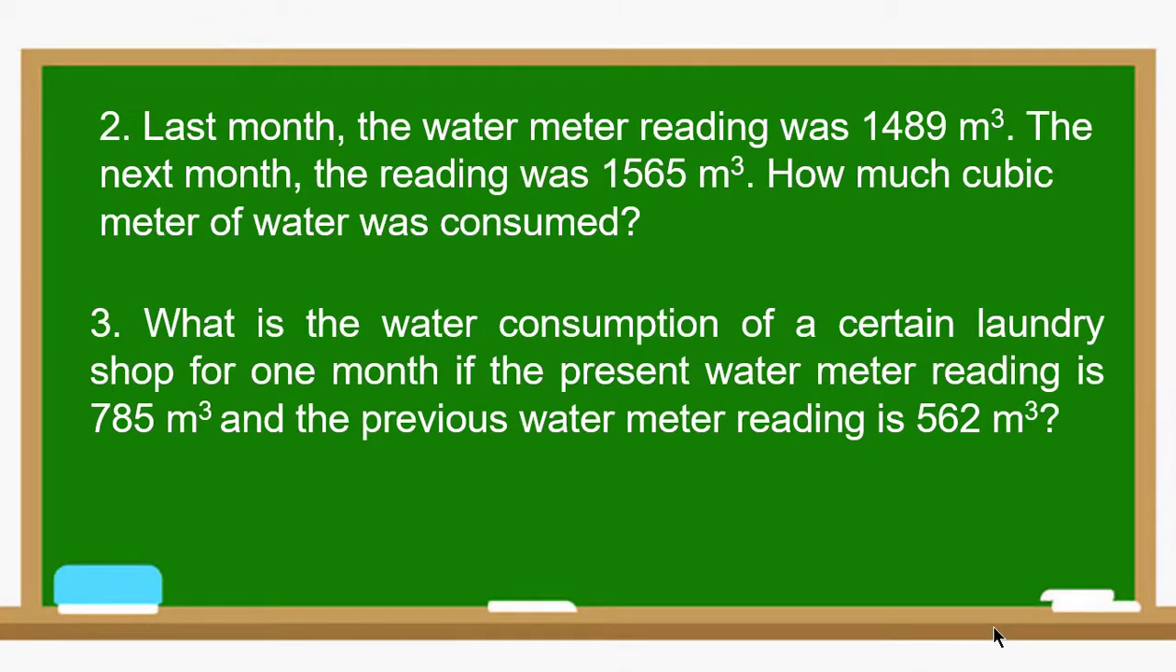Number 2. Last month, the water meter reading was 1,489 cubic meters. The next month, the reading was 1,565 cubic meters. How much cubic meter of water was consumed?